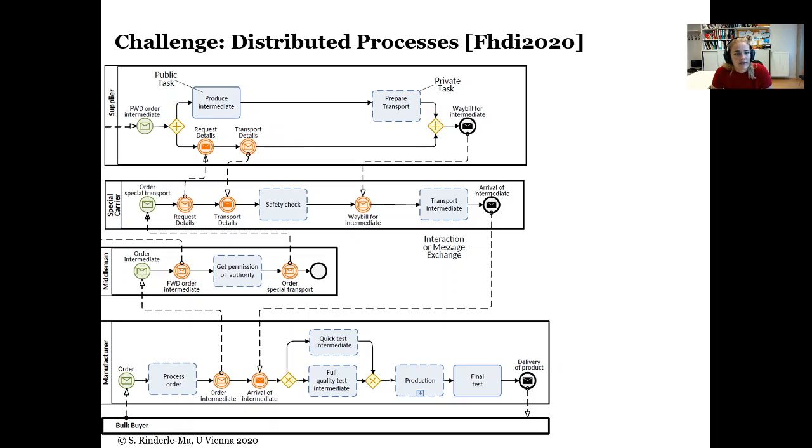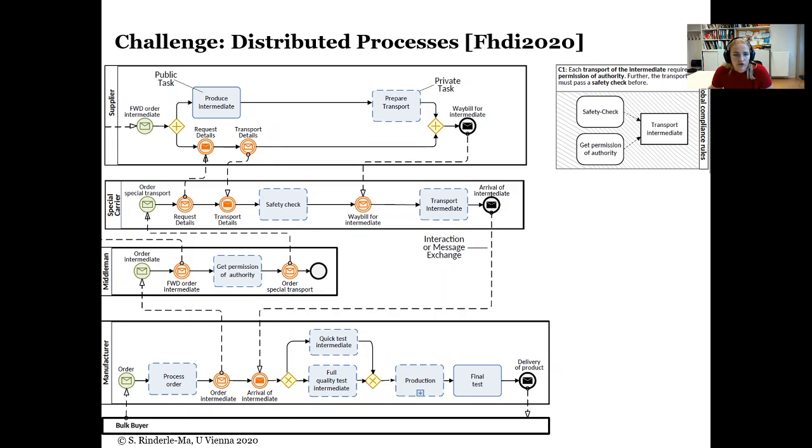But then they can also have tasks that are public and visible to the others. And the interaction is established via message exchanges. The overall network here is called process choreography. And if we have constraints here, first of all, we have to distinguish between different levels of constraints. For example, we can have constraints that refer to the entire distributed process, and we call these global compliance rules.